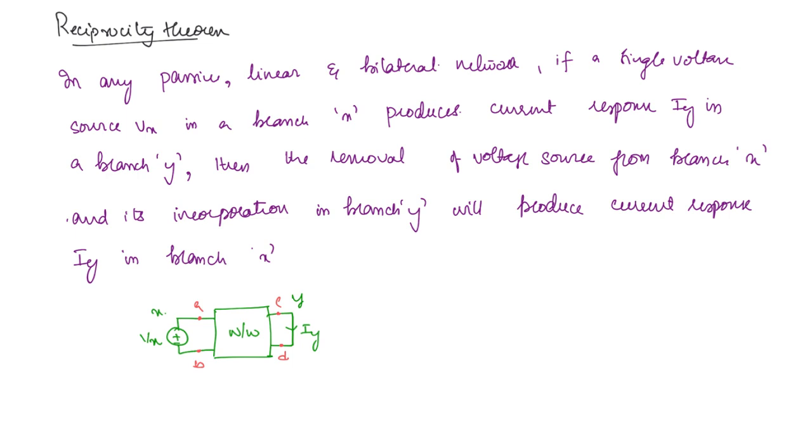Now what you do is you take the same network and the same terminals. This is A, this is B, this is C and this is D. So that means this is branch X, this is branch Y. Now what is happening? If you connect the same voltage source which was initially in branch X across branch Y, then the current that will be produced here is going to be Iy, the same current. So that is the reciprocity theorem.